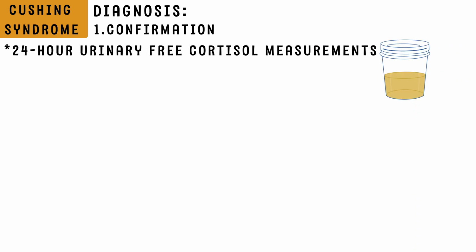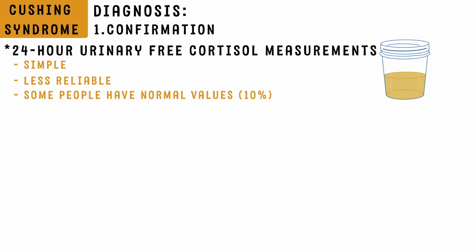Second is 24-hour urinary free cortisol measurement. This is simple but less reliable. Repeatedly normal values render the diagnosis most unlikely, but some people with Cushing syndrome have normal values on some collections, approximately 10%.